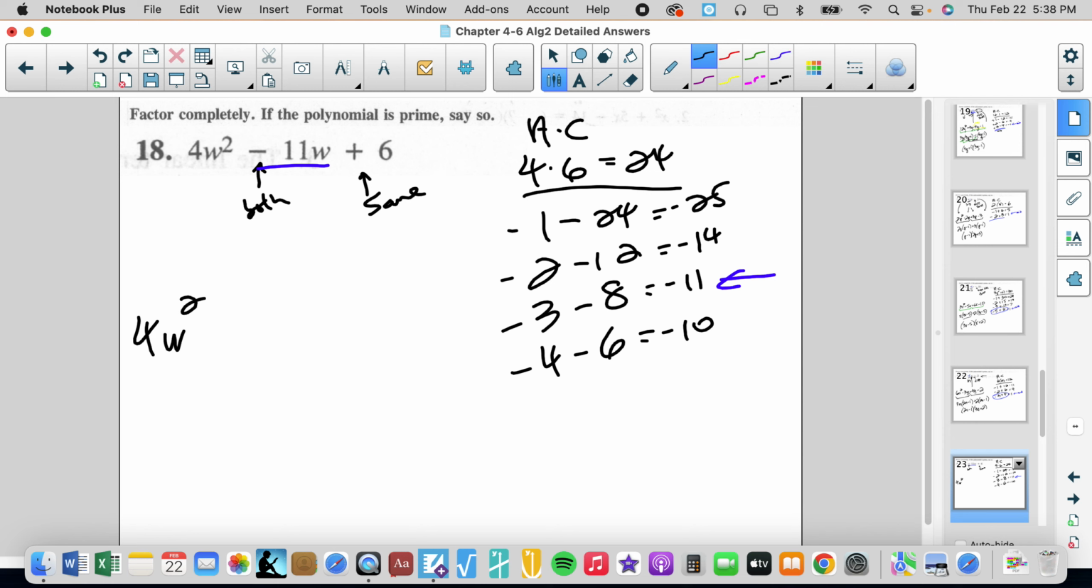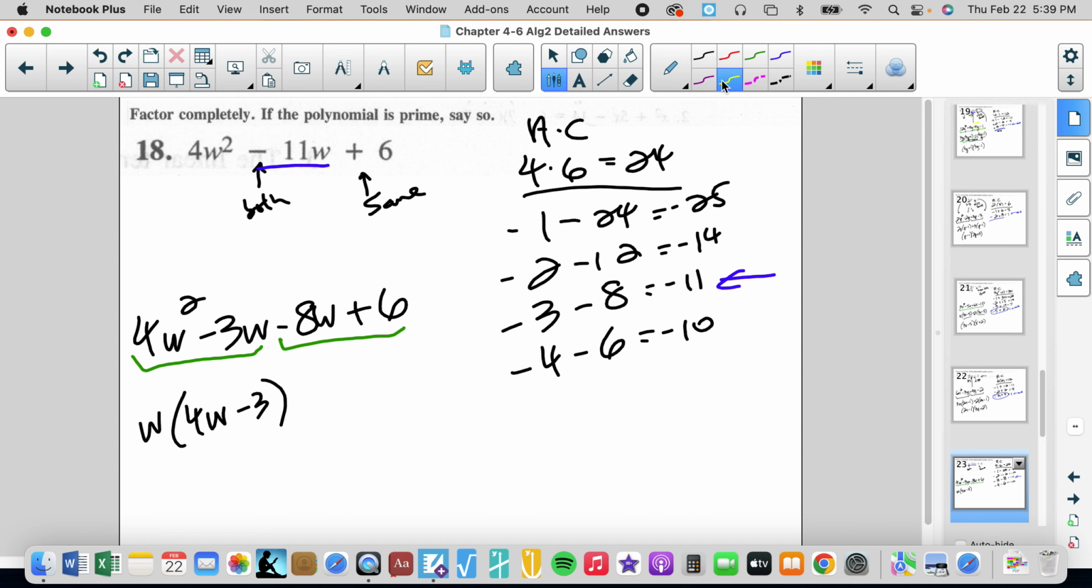4w squared minus 3w minus 8w plus 6. Let's do 4w minus 3w. Let's do negative 8w plus 6. 4w squared minus 3w. We can only factor out a w. That leaves us with 4w minus 3. My first term is negative. I need to see that. That means I need to factor out a negative 2, which leaves me with 4w minus 3.